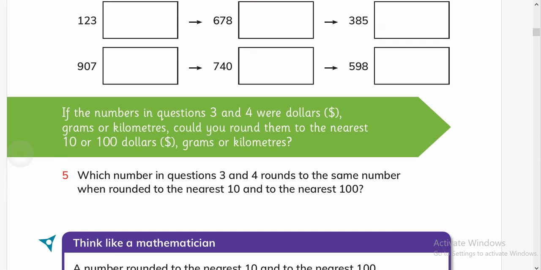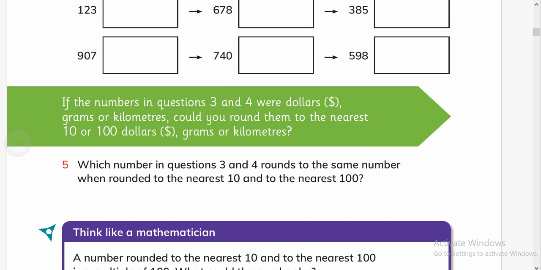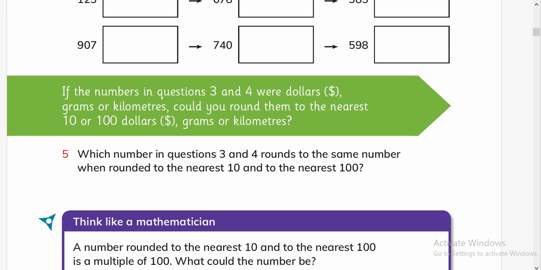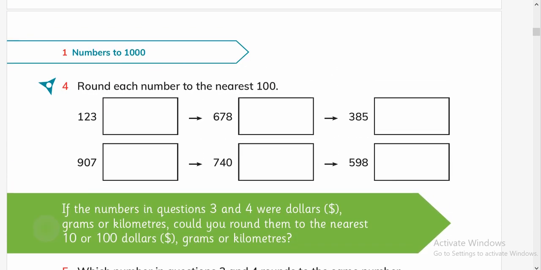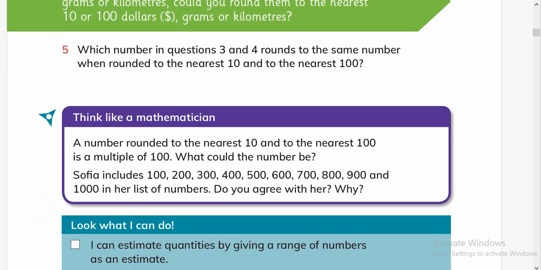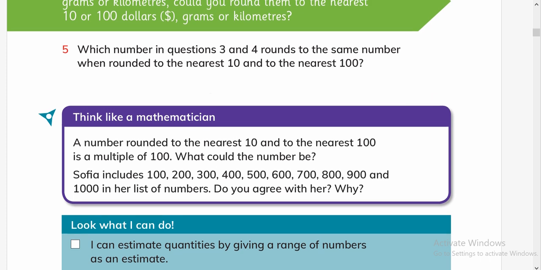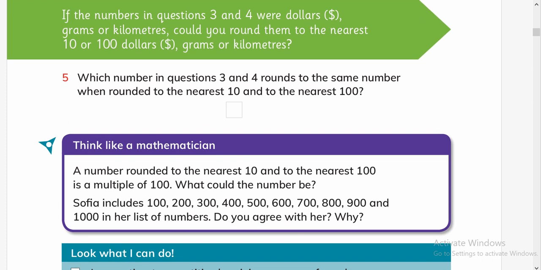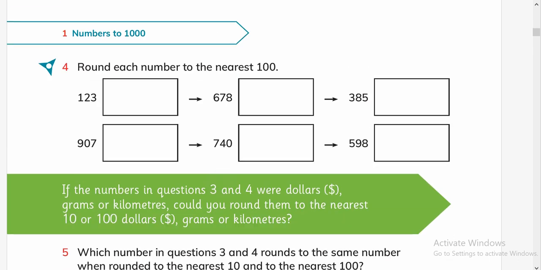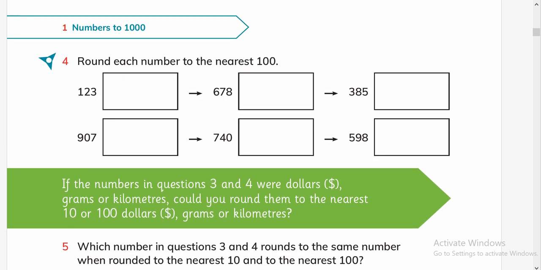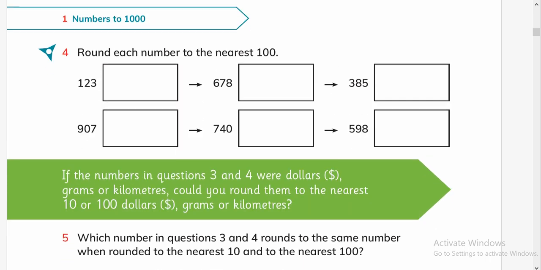If the numbers in question 3 and 4 were dollars, grams, or kilograms, could you round them to the nearest tens and hundreds? Yes, we can do it. It is the same thing. Okay, which numbers in question number 3 and 4 round to the same number when rounded to the nearest 10 and to the nearest 100? See, when we are rounding a number to the nearest 10, when a number is already written with a 10, we don't need to round it off, like 740 here.